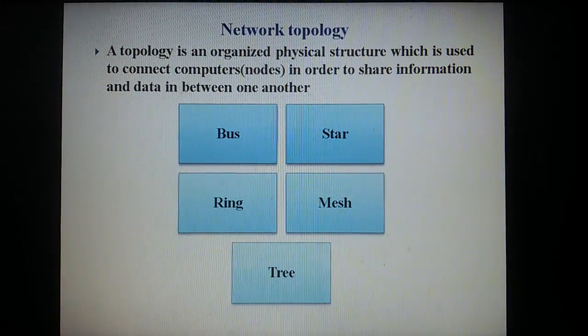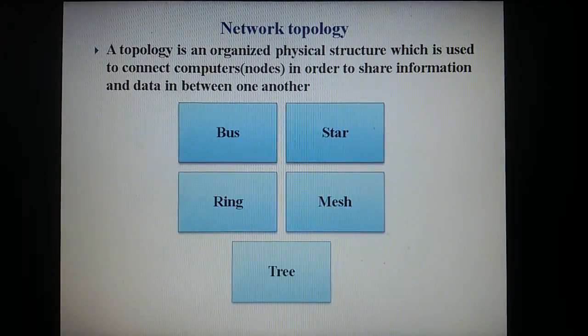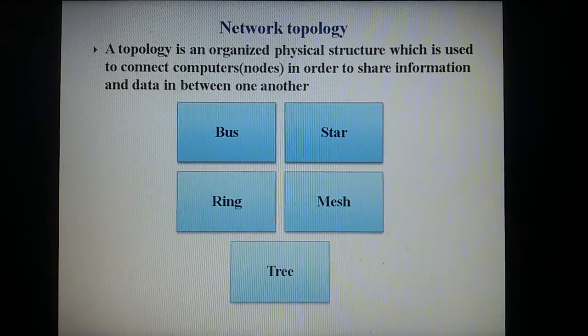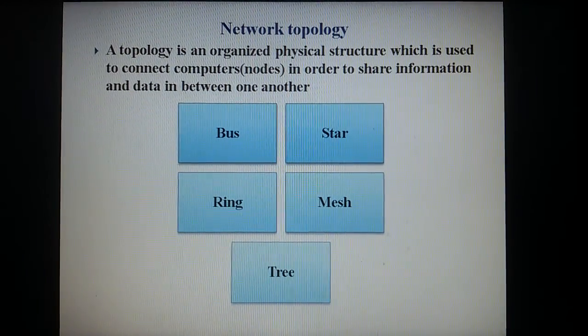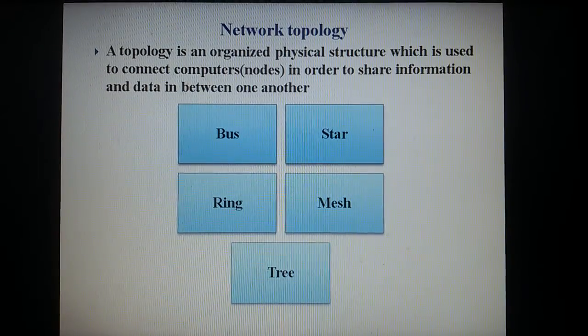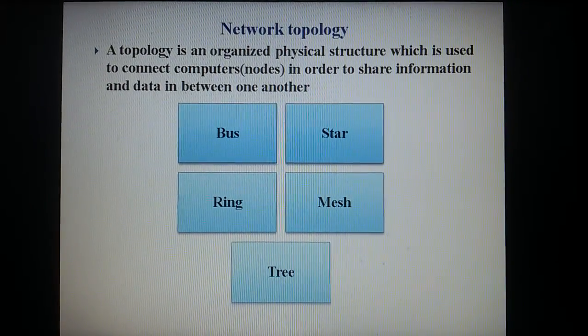Network topology. A network topology is an organized physical structure which is used to connect computers in order to share information and data between one another. Multiple network topologies are there, like bus topology, star topology, ring topology, mesh topology, and tree topology.